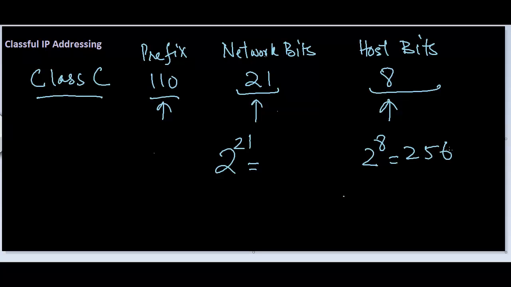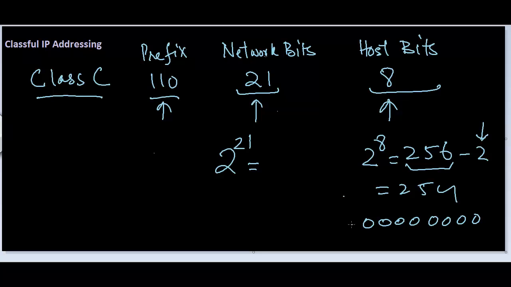But we always subtract 2 from this, right? 256 minus 2 would be 254. Why do we subtract this 2 from these 256 addresses? Well, when host bits all have a value of 0, right, this is basically the network address.